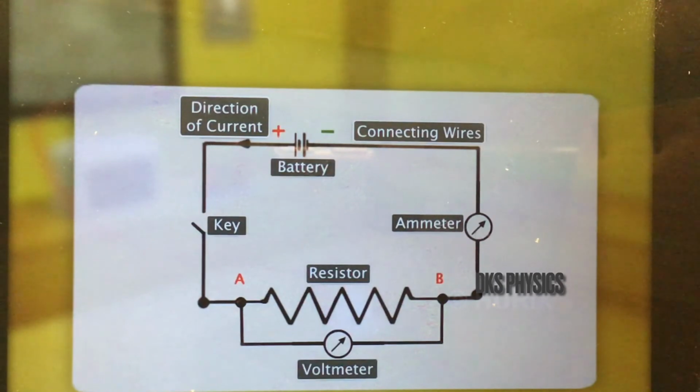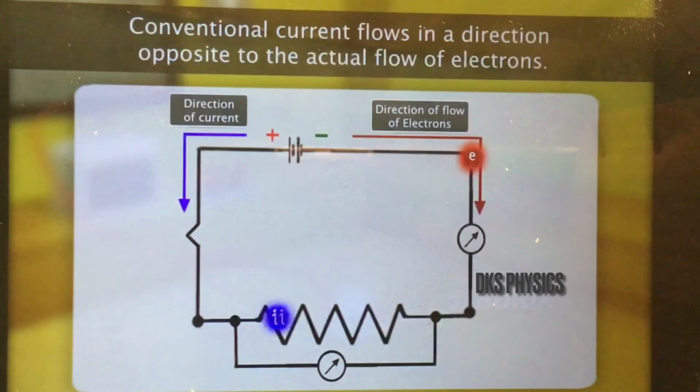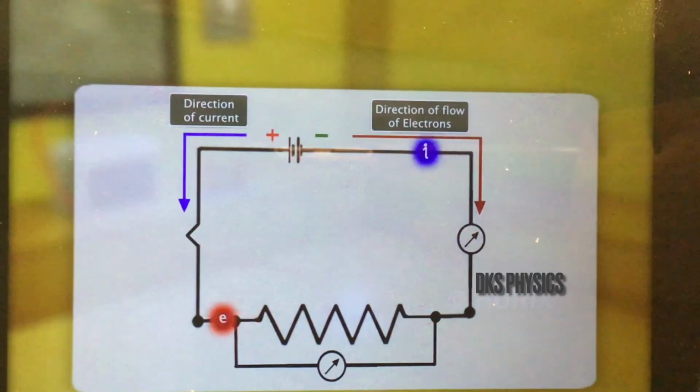A circuit diagram is a schematic representation of a metallic wire connecting different electrical components such as a battery, an ammeter, a resistor, a voltmeter, and a key. It also indicates the direction of current flowing through the connecting wires and the electrical components. Let's close the key. Electrons start from the negative terminal of the battery, flow through various components to reach the positive terminal. Conventional current flows in a direction opposite to the actual flow of electrons.